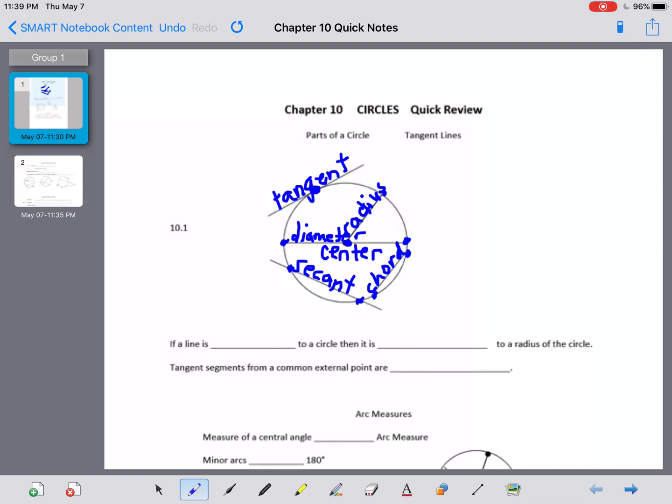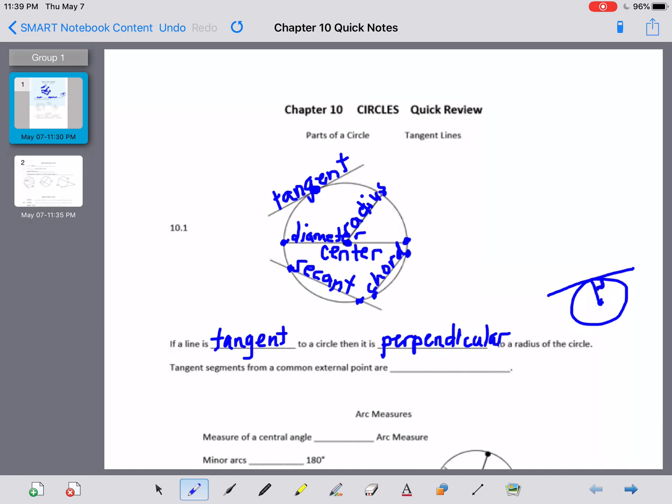Specifically on the tangent, if a line is tangent to a circle, it is perpendicular to the radius. So if you have a circle and you have a tangent line, if you have a radius that goes up there, you're going to have a 90-degree angle right there every time.